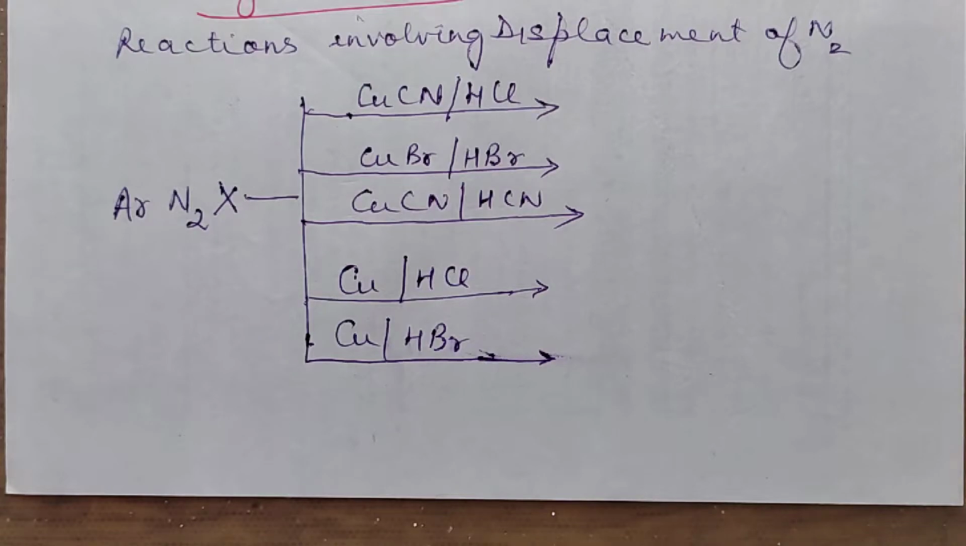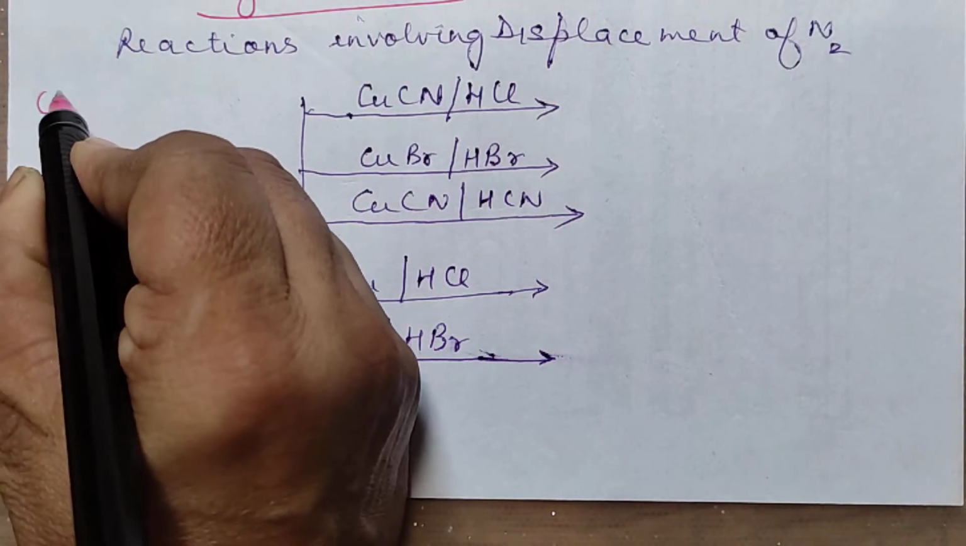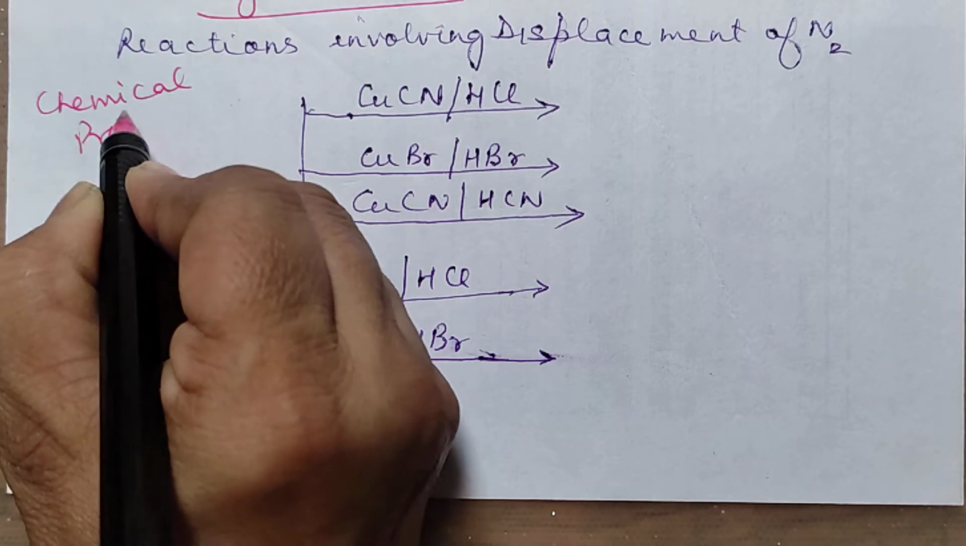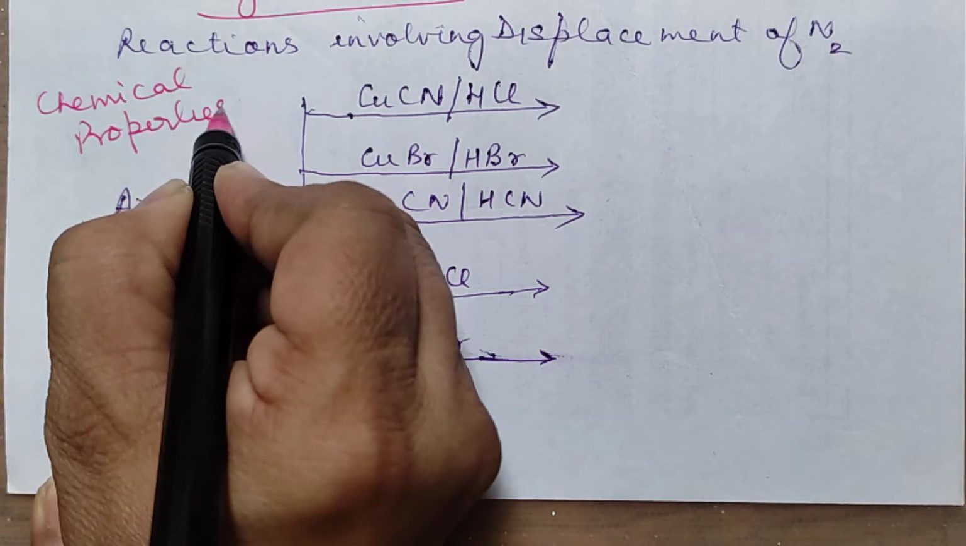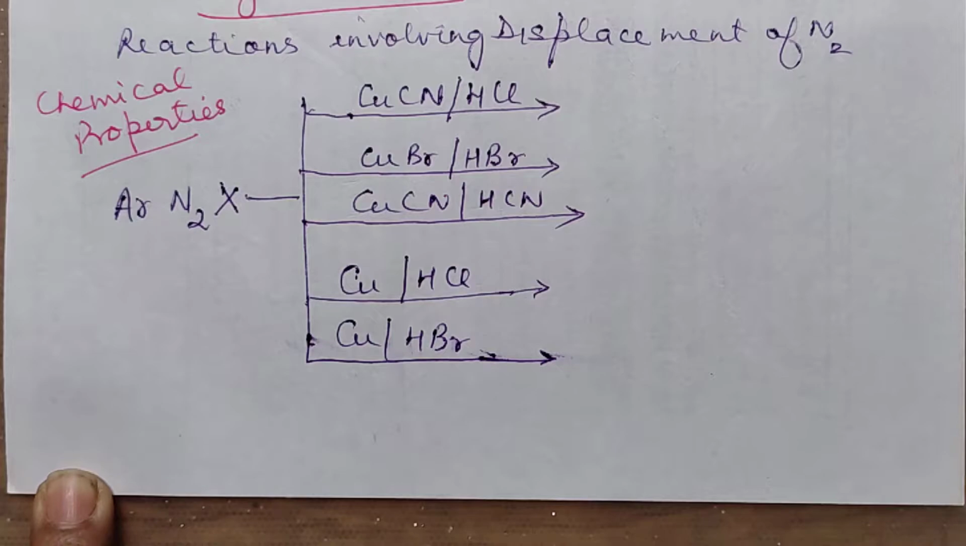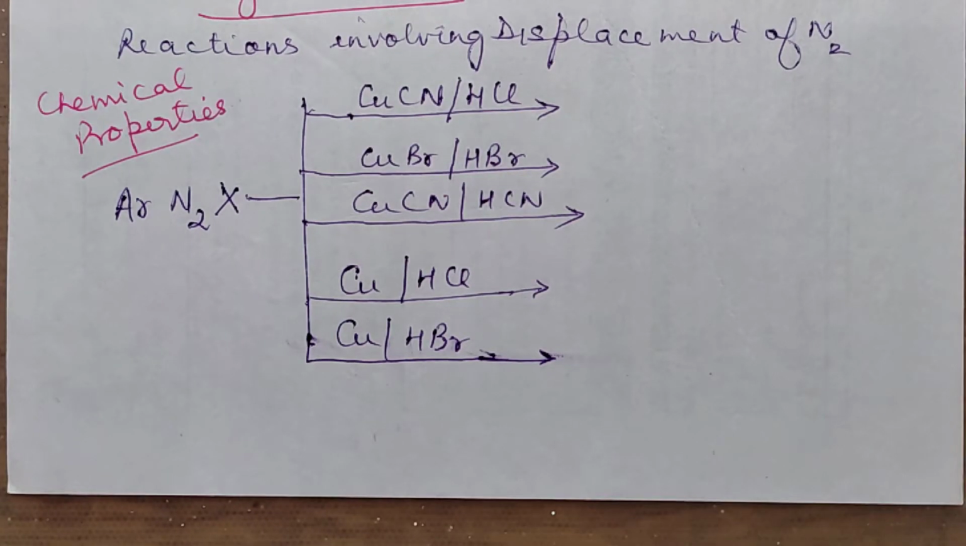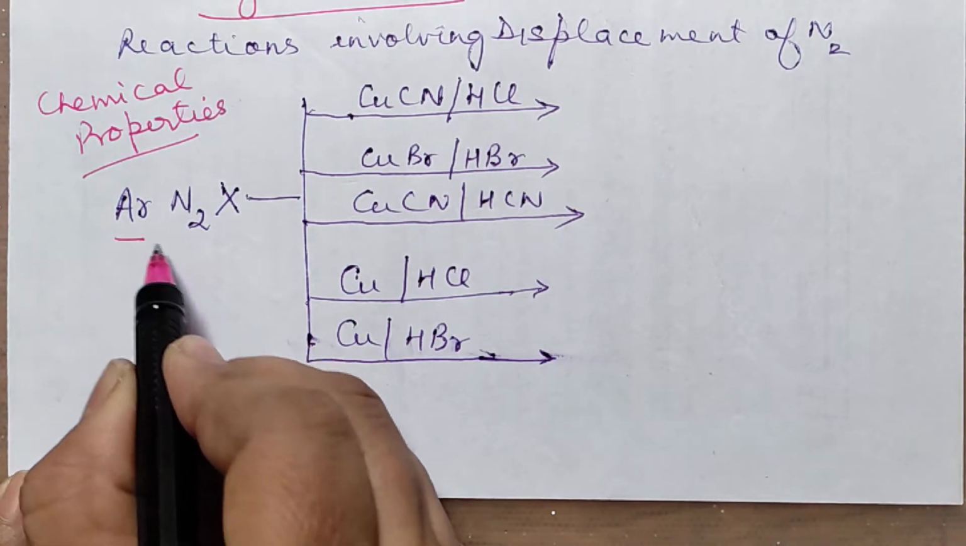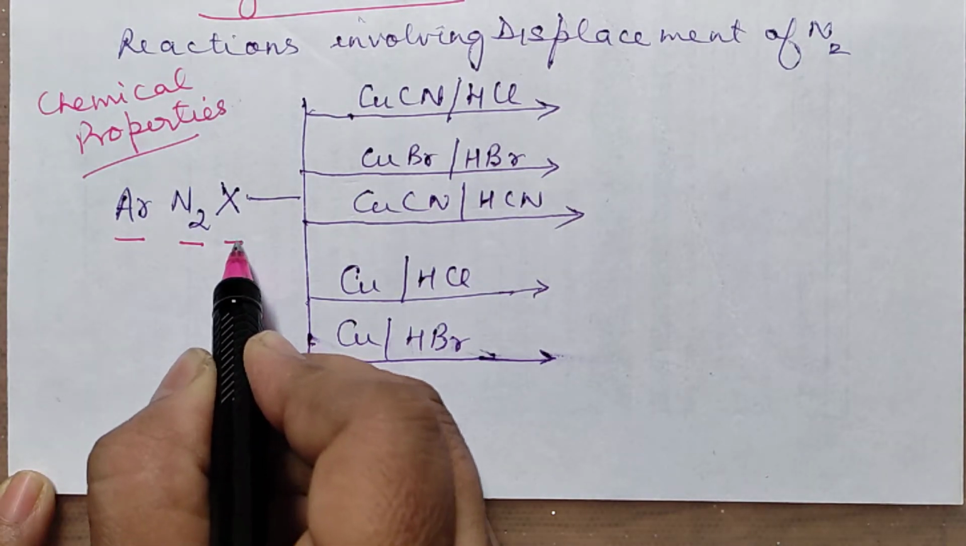Hello everyone, welcome to my channel. In today's session we will be completing the remaining part, that is the last part of diazonium salts. We are considering chemical properties. The chemical properties of the diazonium salts are studied under two headings. This was the aryl diazonium salt.